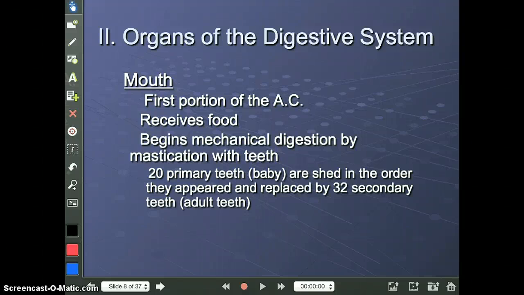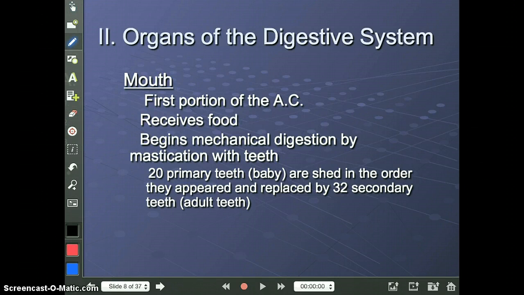All right, part two of the digestive system is going to incorporate looking at the actual organs from the development of the alimentary canal at the very beginning, the mouth, and working our way all the way down the alimentary canal, the GI tract. Now, if we look just particularly at the mouth, the first portion of the alimentary canal, its main job is to receive food.